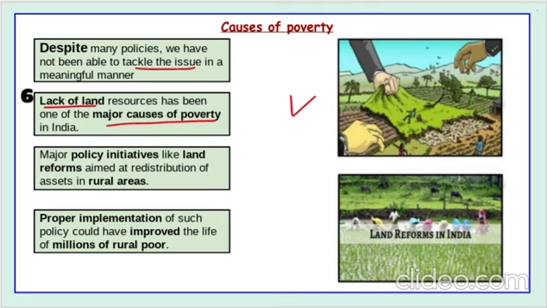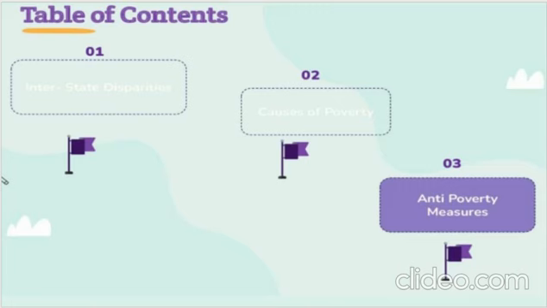So, major policy initiatives like the land reforms aimed at the redistribution of assets in rural areas. The people whose lands were taken, with these land reforms, which were even done in Kerala, those lands could be given back. Now, the proper implementation of such policies could have improved the lives of many poor people who were living in rural sectors. So these were a few causes of poverty.